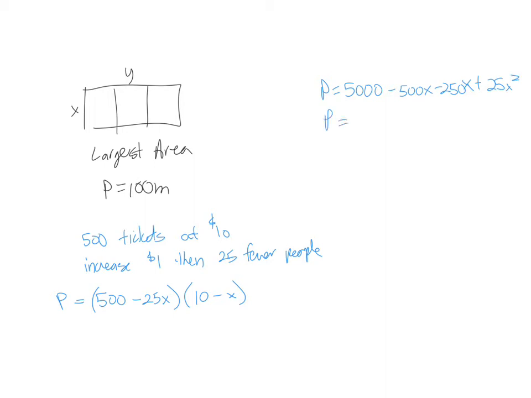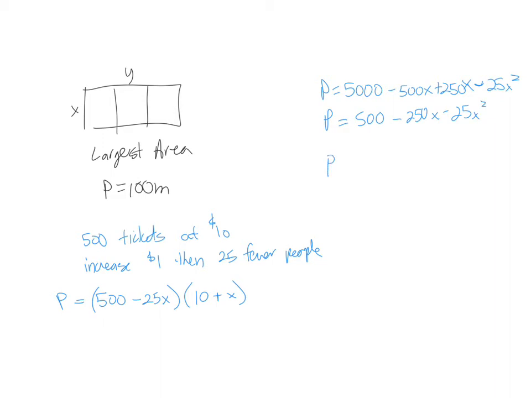If we FOIL out that equation, we'd start with 5,000 minus 500x minus 250x plus 25x squared. Oh, that should have been a plus in the equation. Let's fix this. We're increasing the price by $1, so that will be plus on the price, but less on the people. So we should have minus 250x minus 25x squared.